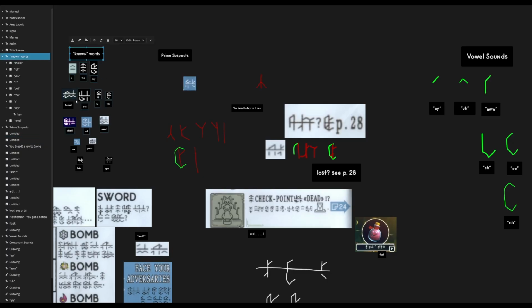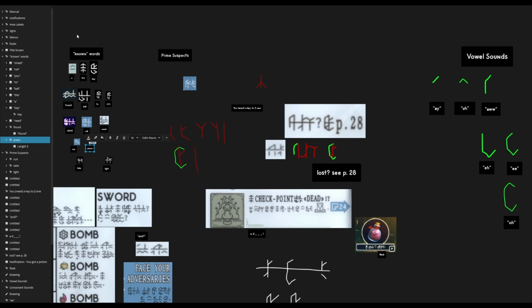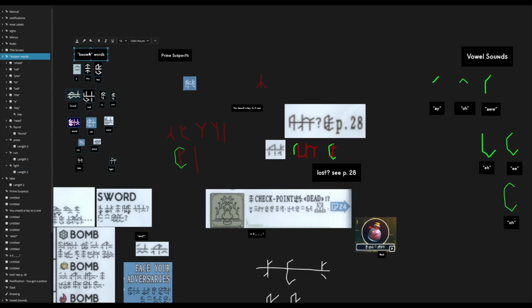Okay, known words. Found is actually a known word now. What else do we miss? Press, I think we know this is press. Oops, what did I just do? Press is there. Run is a known word. We did a lot last time, man. I think this is light. Do I have all my known words correctly parented? I do. Alright, let's bring these over here.